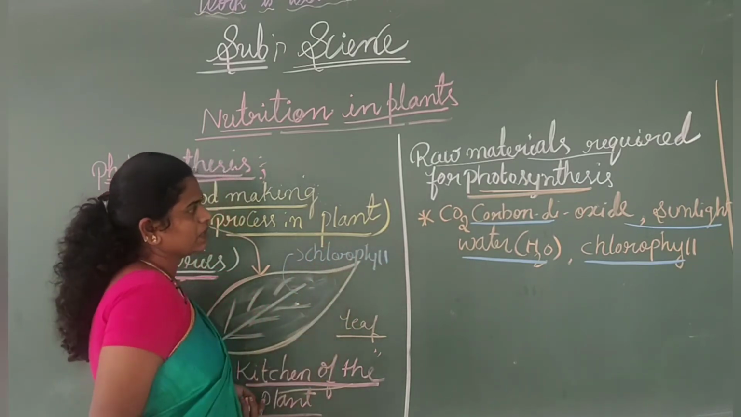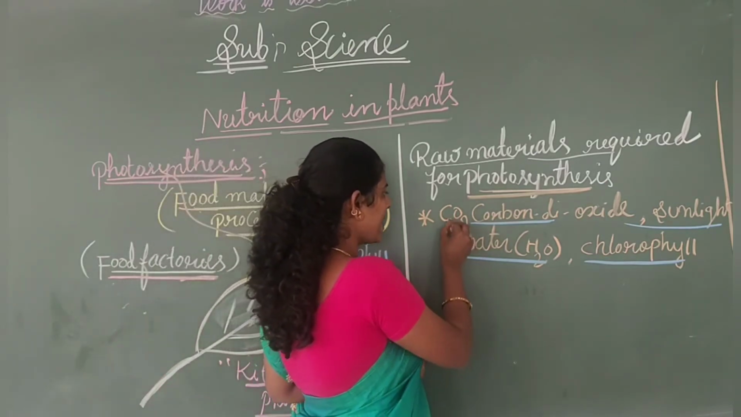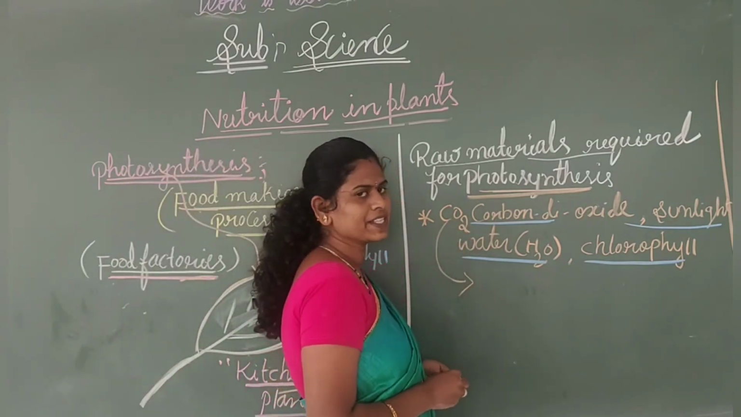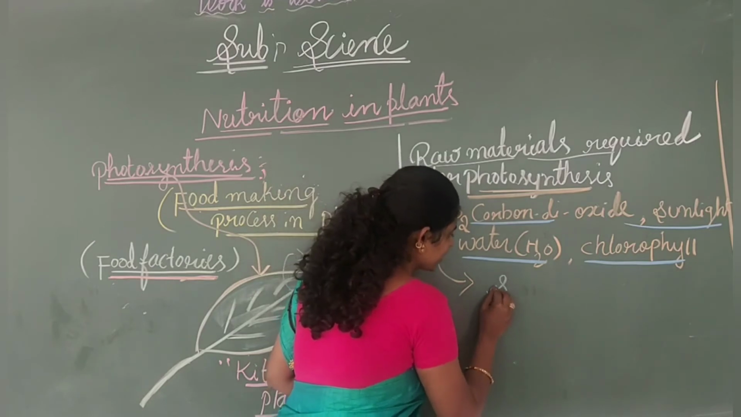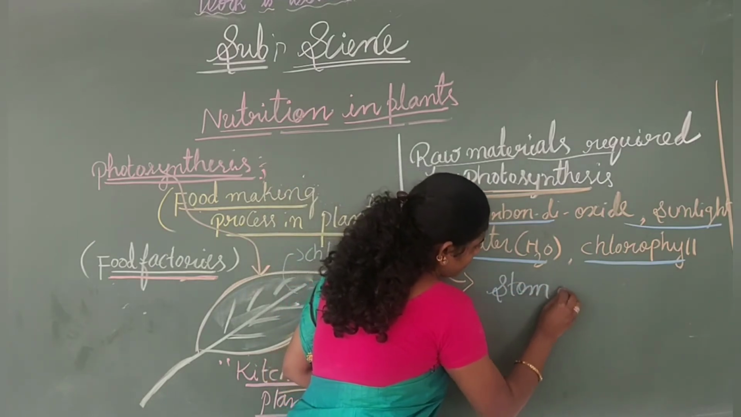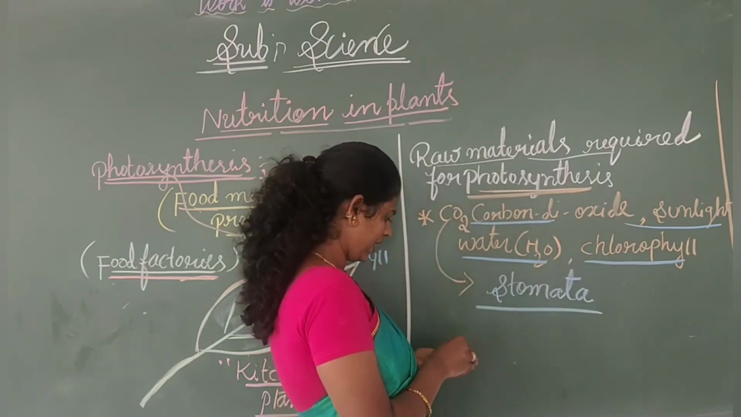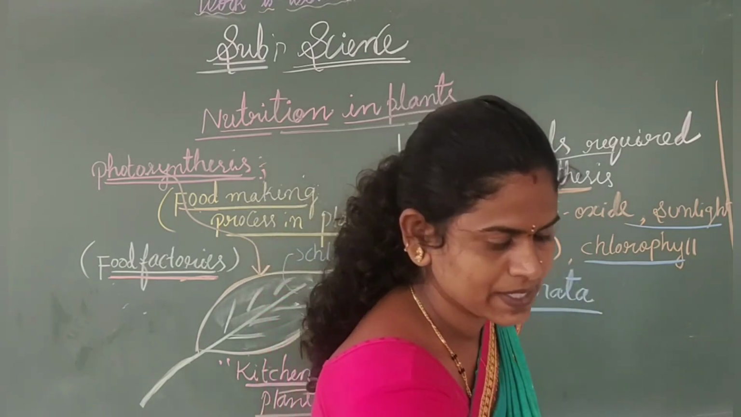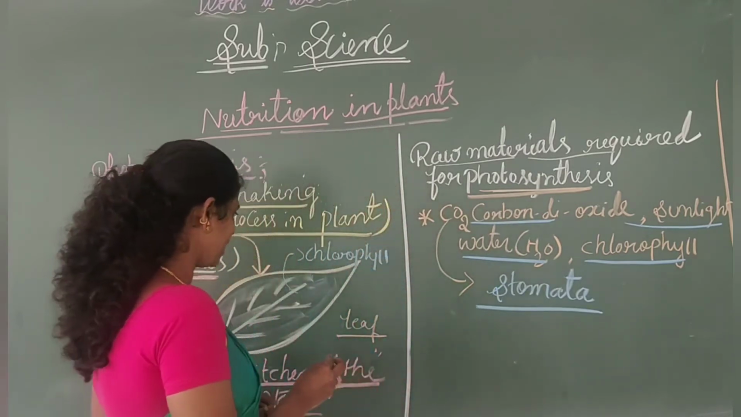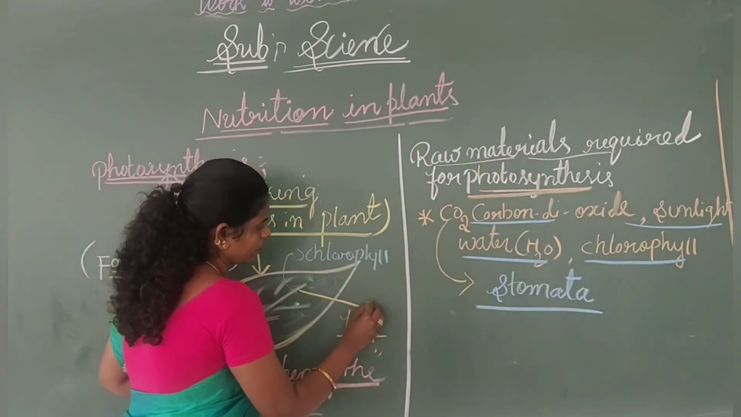Okay. So how does this carbon dioxide get utilized by the plants? With the help of structures called stomata. With the help of structures called stomata. Okay, where are these stomata present? Stomata are present on the leaves.